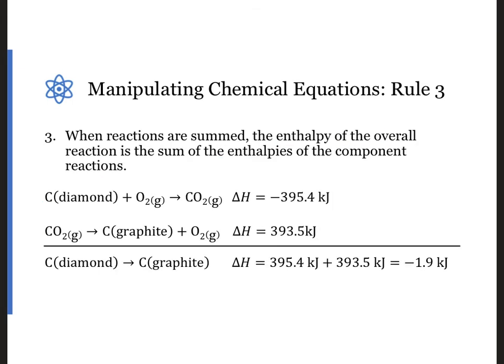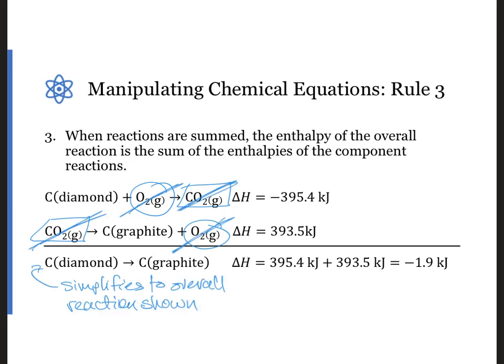Our third rule, which is at the heart of Hess's law, allows us to add two reactions together with their associated enthalpy values. When we add the reaction of diamond with oxygen to produce carbon dioxide, with the formation of graphite and oxygen from carbon dioxide, whichever species show up the same on both the reactant and product sides will cancel out. What we're left with is the process that allows for diamond to turn into graphite, which gives off a small amount of heat.